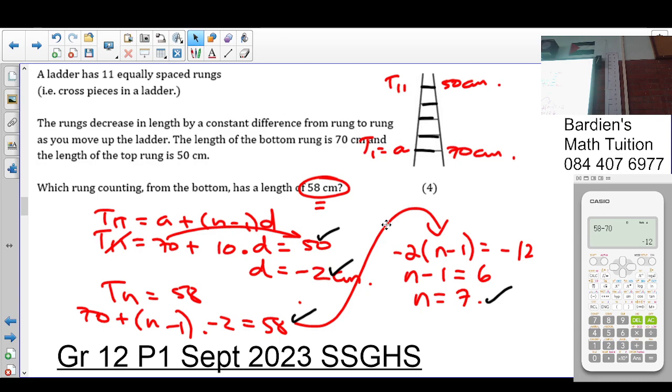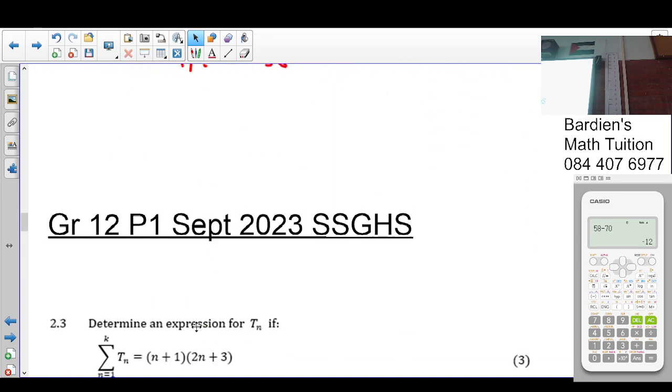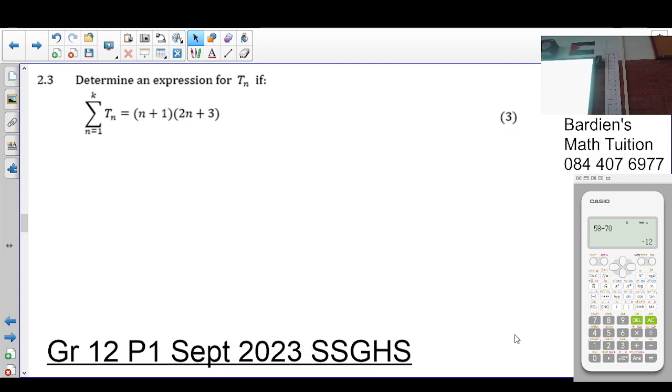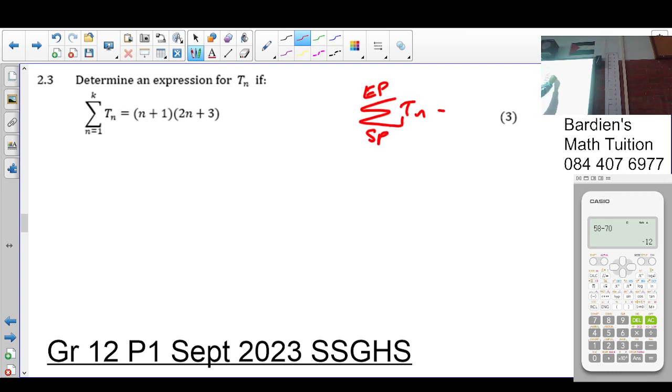Let's go to the next question. You must get a sigma question, okay? People, for those of you who forgot, when you work with sigma, that is your starting point, this is your ending point, this is your general term, and that is S. Okay. So determine the expression for Tn. Now you see this here is Sn. You see that, people? So how do we work out the general term?